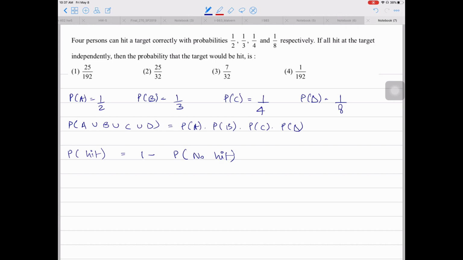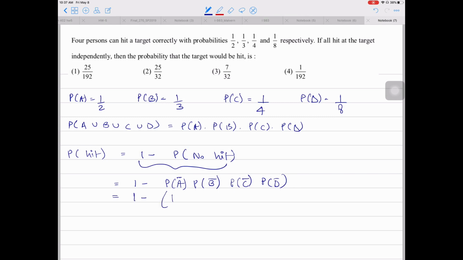So this term 1 minus probability of no hit is basically probability that there is at least one hit, at least two hits, at least three hits, or all four hits. And the probability that there is no hit is the product of the complement of the events, that none of them hit. We know that these are independent events, so we can just multiply their probabilities.